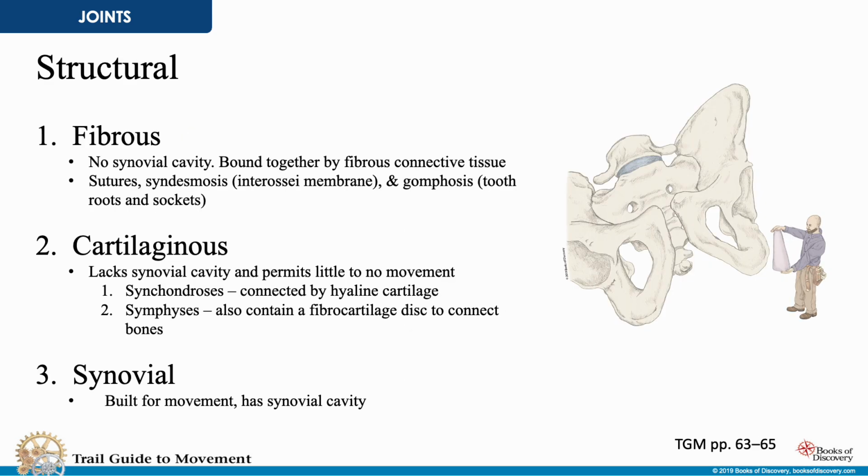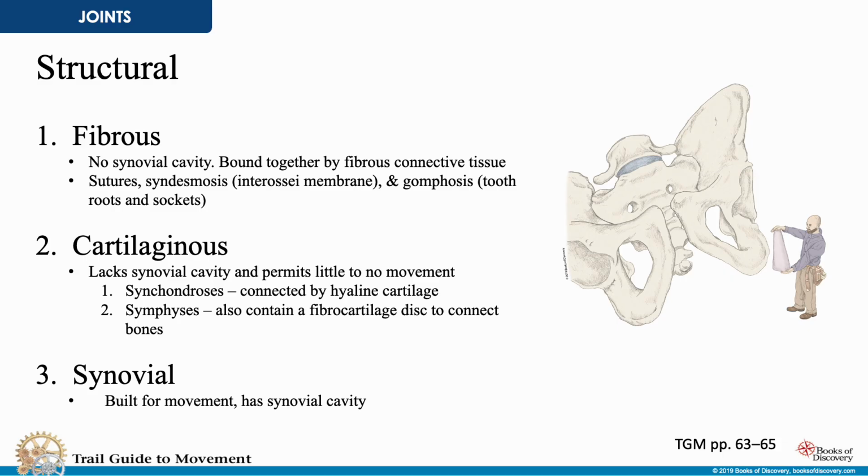Structural joints include fibrous, cartilaginous, and synovial. Fibrous joints have no synovial cavity. They are bound together by fibrous connective tissue. An example would be tooth roots and sockets. So think F as in fixed or fastened. Think sewing the bones together, that type of thing.